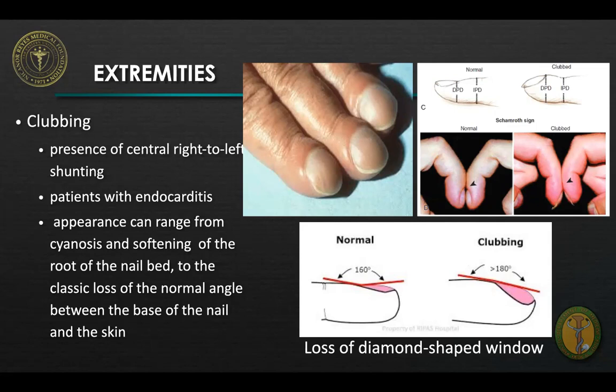Clubbing implies the presence of central right to left shunting, as previously mentioned, although it has also been described in patients with endocarditis. Its appearance can range from cyanosis and softening of the root of the nail bed to the classic loss of the normal angle between the base of the nail and the skin, or the diamond shape when you examine for clubbing, to the skeletal and periosteal bony changes of hypertrophic osteoarthropathy, which is seen rarely in patients with advanced lung or liver diseases.